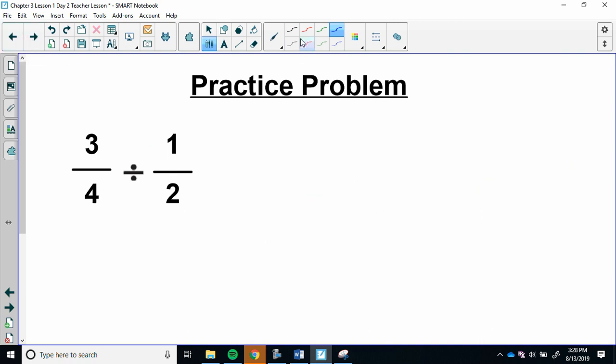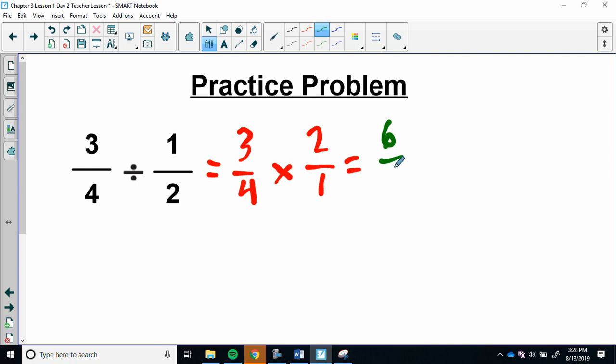So once again, first it's a division problem. We have two fractions. Let's change it to a multiplication problem by multiplying by the reciprocal. So 3 over 4 stays the same. Change it to a multiplication and flip that second fraction. Now that we've done that, we're ready to multiply our top numbers. 3 times 2 is 6. 4 times 1 is 4.